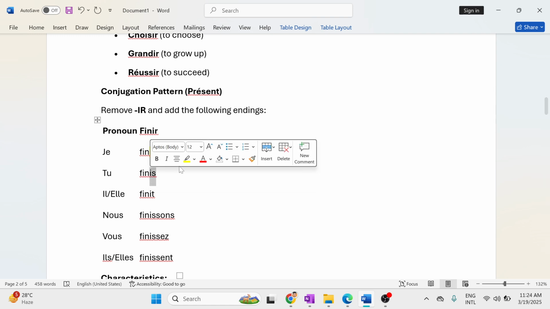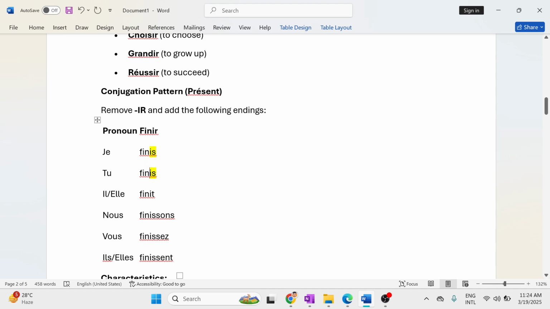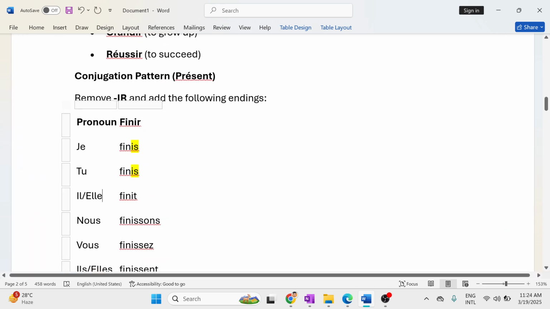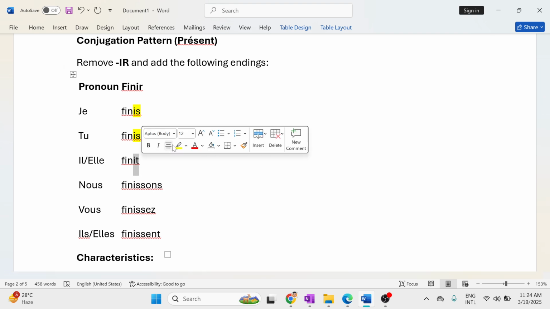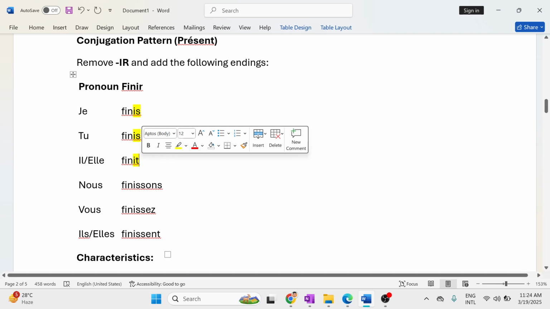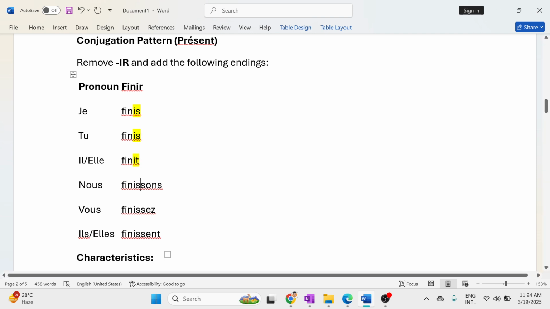For tu, it's IS. For il, can you guess it? IT. IT, very good. Can you guess it for nous? ONS. Take your time. ISSONS. Yes, double S, ISSONS.